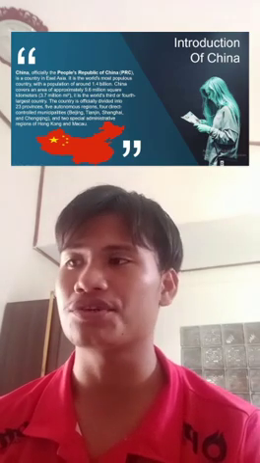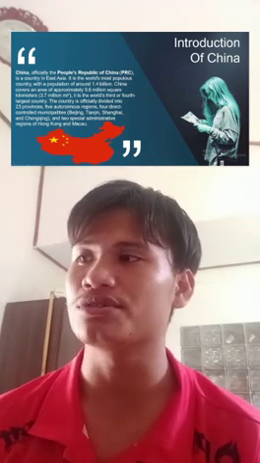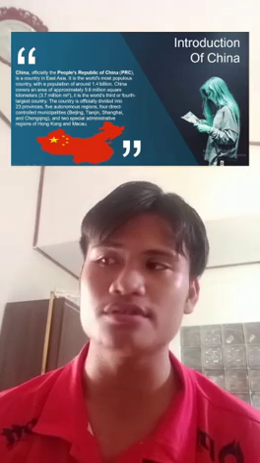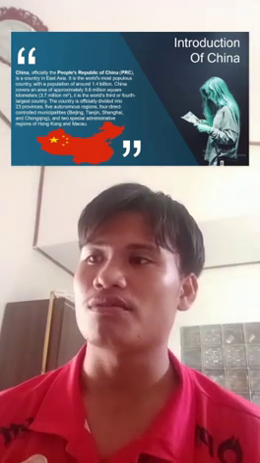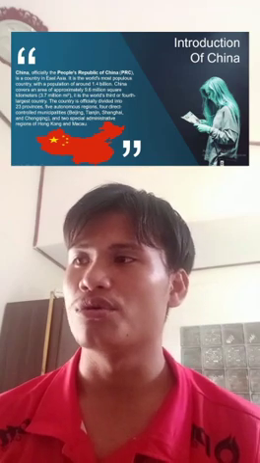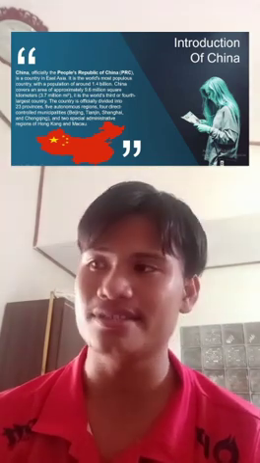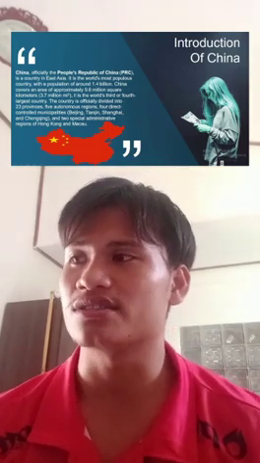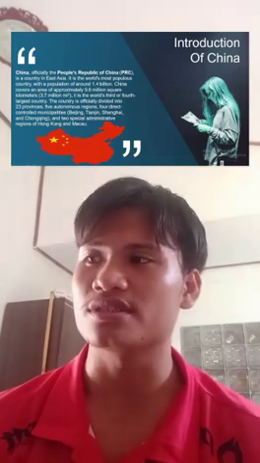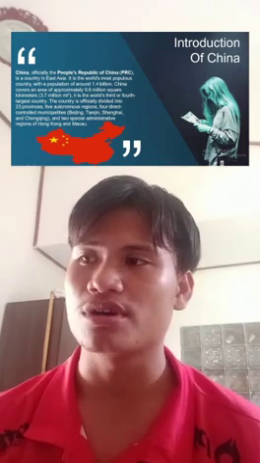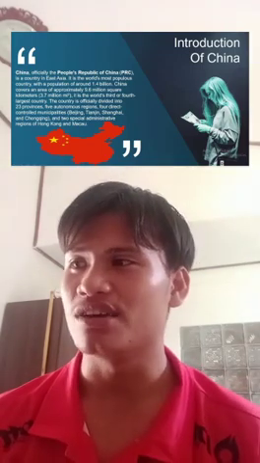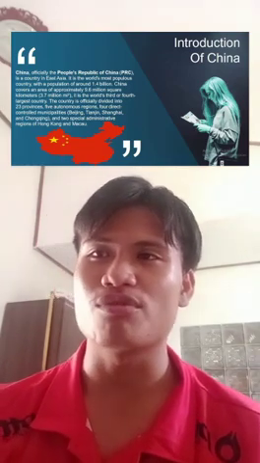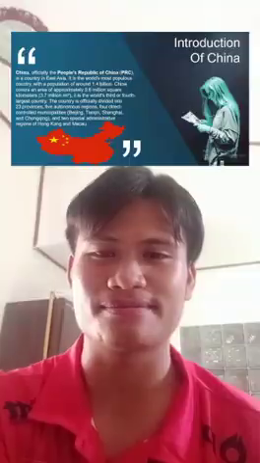The country is officially divided into 22 provinces and 5 autonomous regions, four municipalities under direct control, Beijing, Tianjin, Shanghai, and Chongqing, and 2 special administrative regions, Hong Kong and Macau. Okay, let's move on to my next slide.